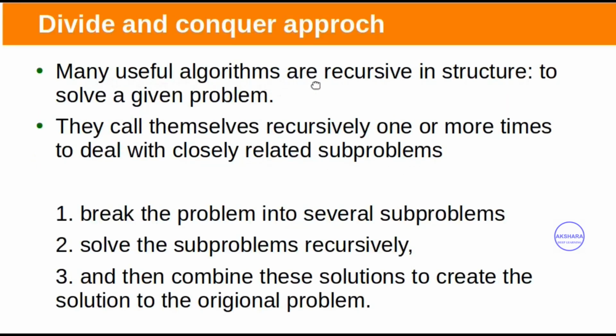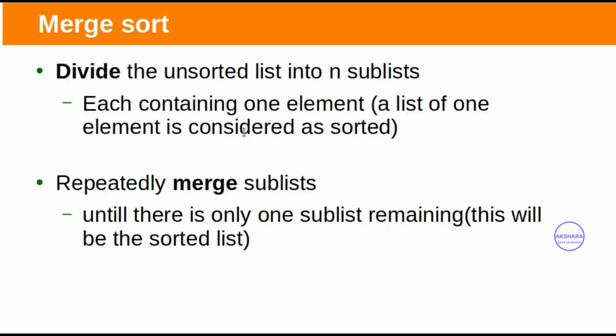Many algorithms are recursive in structure to solve a given problem. Recursive algorithms call themselves to solve related subproblems. These divide and conquer algorithms break the problem into several subproblems that are similar to the original problem but smaller in size, solve those subproblems recursively, and combine these solutions to create the solution to the original problem.